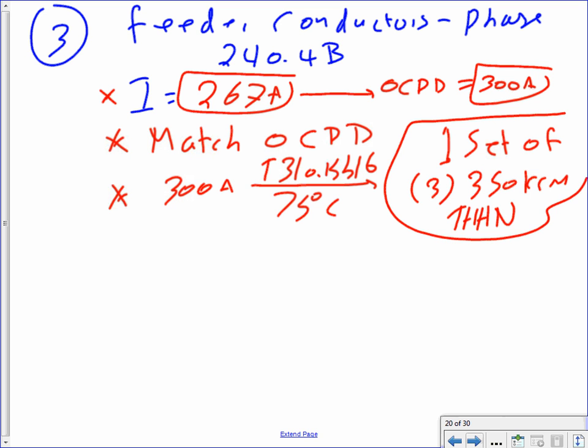Why do you think, Derek, it's THHN? We're inside the building, right? So I have one set of conductor 350. One set. What's a set? A conduit with 3 conductors in it. That's a set. What happened to the neutral? Well, let's go size the neutral.